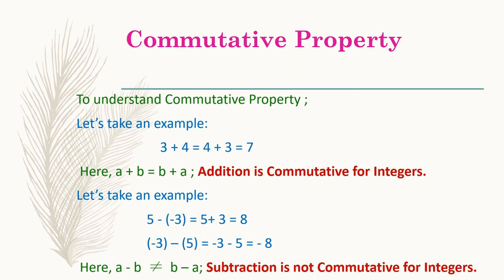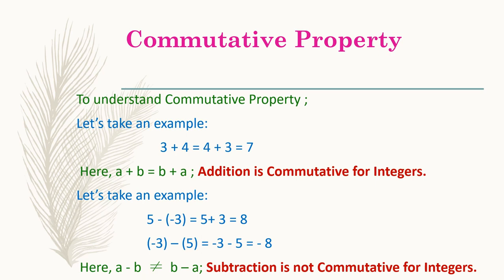Means what? A minus B is not equal to B minus A, because in case of subtraction, when we change the order of integers, as you can see here on the screen, in the first case it is 5 minus minus 3, means we have two integers 5 and minus 3. In first case I am subtracting minus 3 from 5, so we are getting answer 8. But in second case I am subtracting 5 from minus 3. Order is changed, so my answer is different, that is minus 8.